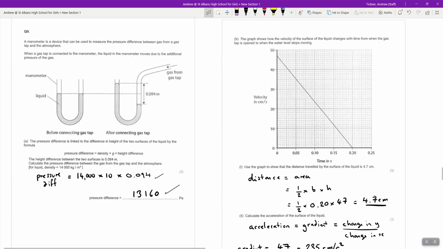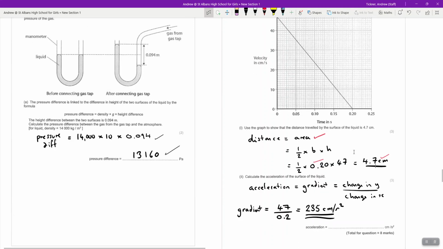Then we have a velocity time graph, and we're asked to show that the distance travelled is 4.7 centimeters. From a velocity time graph, the key thing is that the distance is equal to the area under the graph. So we need to use that one. We can't just use speed as distance over time because our speed is not fixed. So it's a triangle, so it's a half times base times height. So it's half times 0.2 times 47. Put our numbers in, work that out, and it comes out as being 4.7.